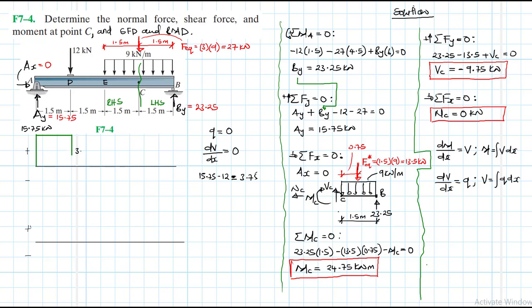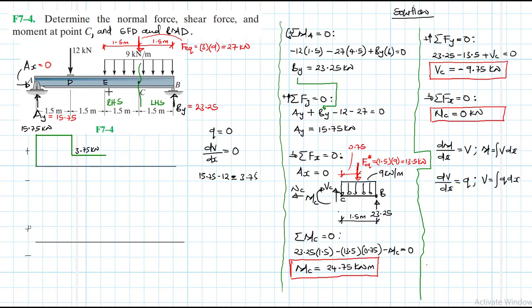Let's write this one here. Our value is 3.75 kilonewtons. Then between D and E, we again do not have any distributed loading, and this means the slope of the shear force diagram will be equal to what? 0. Just like in the first case, so we expect a straight line again from there up to E.